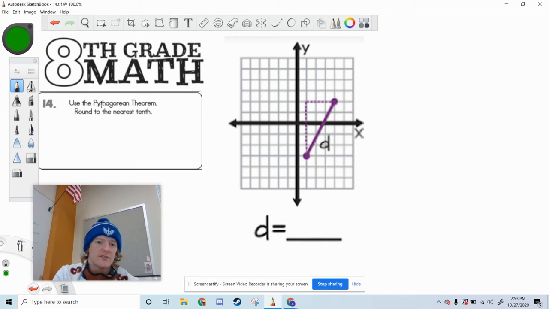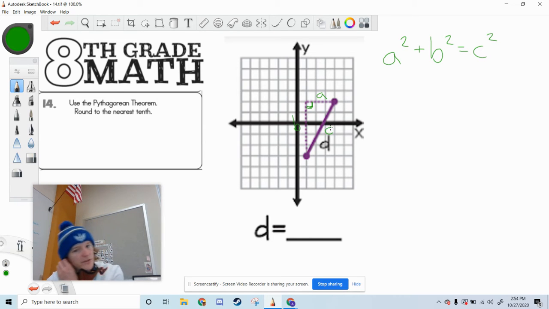Number 14, use the Pythagorean theorem, round to the nearest tenth. The Pythagorean theorem says that a squared plus b squared equals c squared, meaning if we have a right triangle, and we have a right triangle here because there's a 90-degree angle here. So here's A, here's B. This long side would be C. I know it's labeled D, so we need to say what D equals, but that is our C here.